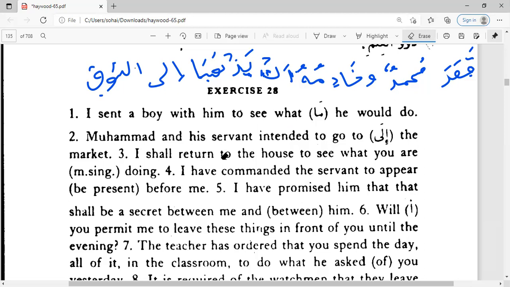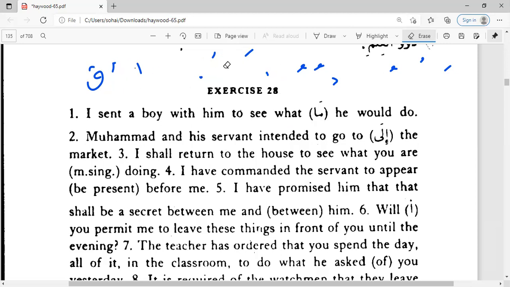The third one is I shall return to the house to see what you are doing. So this comes to practice. So when you look at the particle, when the particle is being used. So here again, I shall return to the house to see, because there's two here, you use again the particle. So Farhana, you want to have a go?